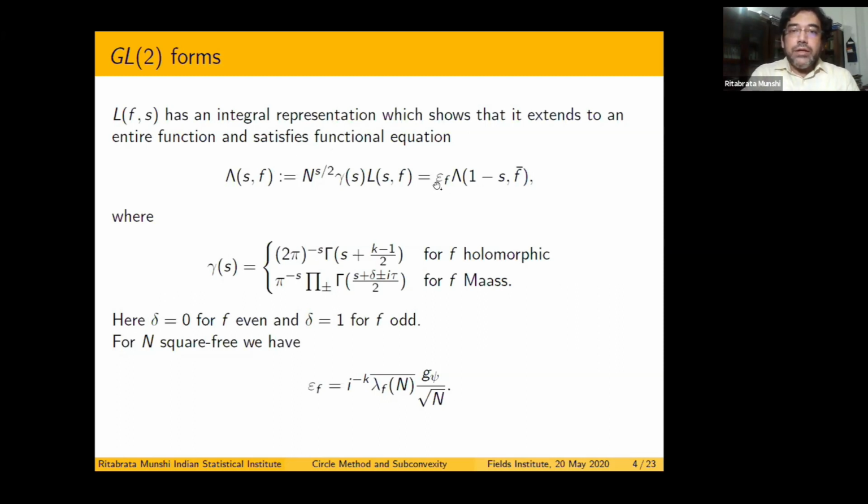And then this ε_f is what's called the root number, the sign of the functional equation. So its absolute value is 1, and for N squarefree, you can actually write it down explicitly. For holomorphic forms, it looks like this. It's i to the power minus k, where k is the weight, times the conjugate of the Nth normalized Fourier coefficient of f, and g(ψ) is the Gauss sum for the nebentypus, divided by the square root of N. So this has absolute value 1, for N squarefree.